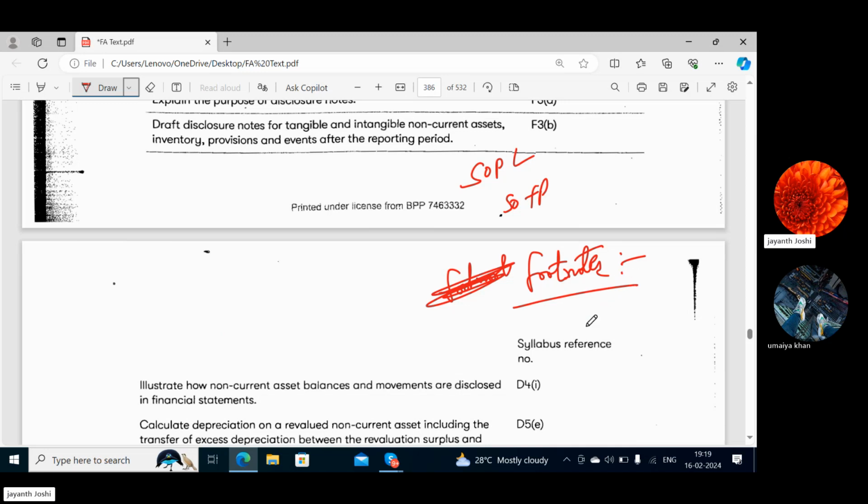Okay, in that footnotes column, you'll be giving all the details which you cannot show on the face of the statements. What do you mean by this? What you cannot show on the face of the statement, you'll be showing in the footnotes column.